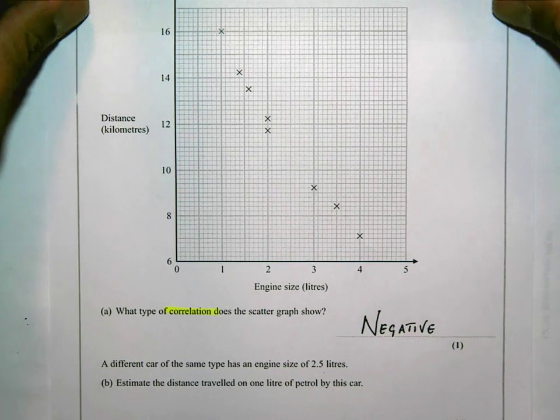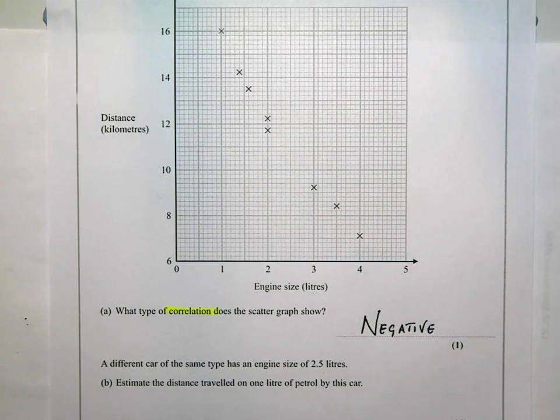Now this is pretty straightforward. You need to know the different types of correlation: positive, negative, no correlation. Make sure you're familiar with this. That's one easy mark there.